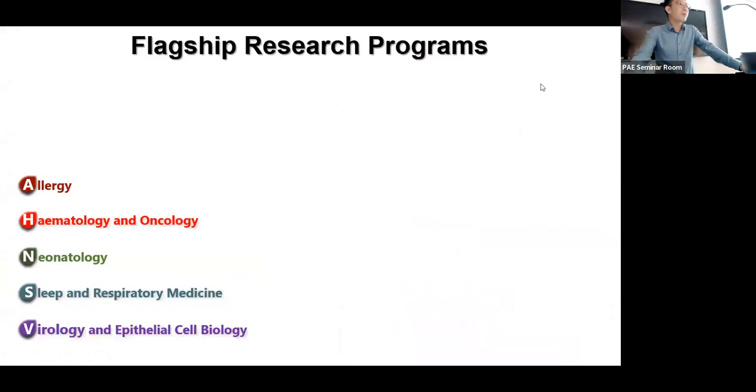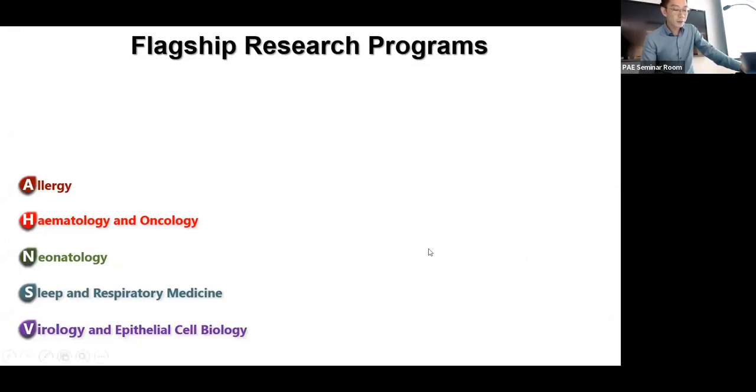So in our department, we have 5 flagship programs, handled by our principal investigators. The first one is allergy, then hematology, oncology, neonatology, sleep and respiratory medicine, and also virology. We have representative PIs to share with you an overview of their subspecialty research, following this short introduction.